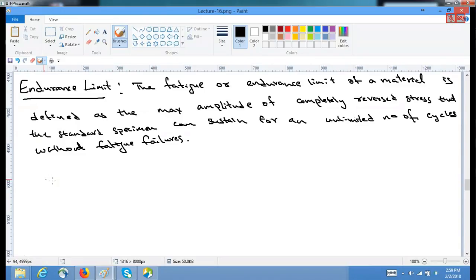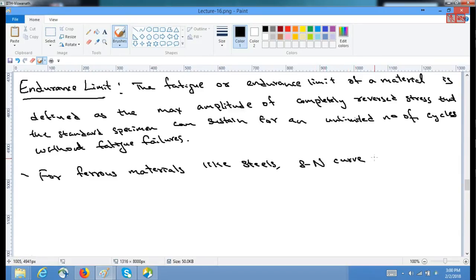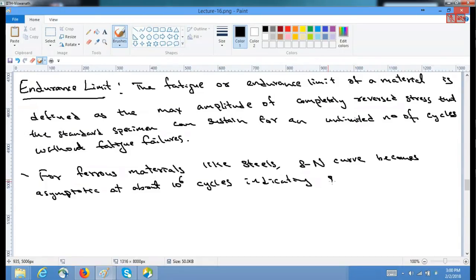Further, for ferrous materials like steels, the SN curve becomes asymptotic at about 10 power 6 cycles, indicating the stress amplitude corresponding to an infinite number of cycles.